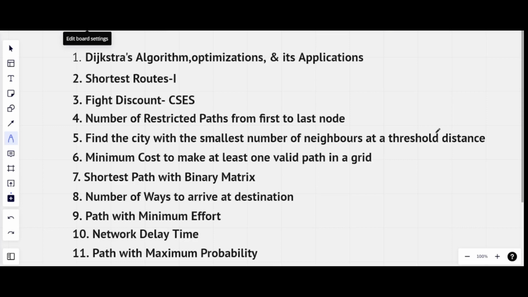The problems I have taken are from various online judges like CSES, LeetCode, as well as from competitive programming judges like Codeforces and CodeChef. I've selected the problems in such a way that most of the patterns which regularly appear in these problems during contests and interviews are covered. After you solve these problems which I have compiled, you would be able to figure out any Dijkstra problem which occurs in an interview or in any contest.